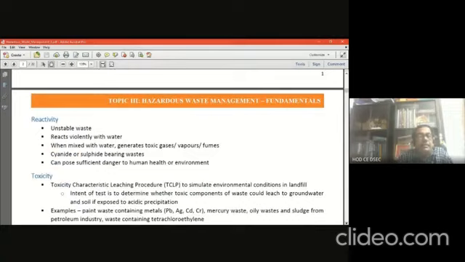Reactivity. This is the nature of unstable waste. This indicates the unstable waste reacts violently with water, and when mixed with water, generates toxic gases. These are the characteristics of the reactivity nature. Cyanide or sulfide bearing wastes are in the category of reactivity. Cyanide and sulfide can pose sufficient danger to human health or the environment.